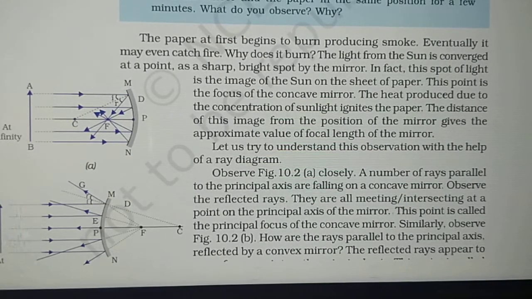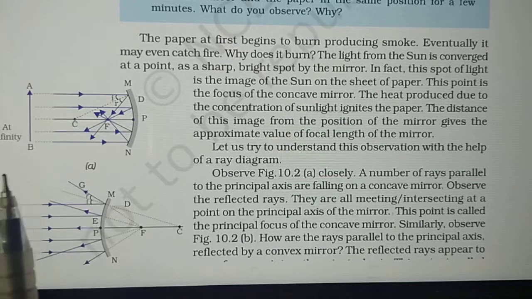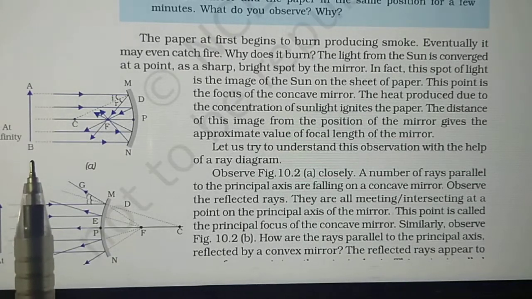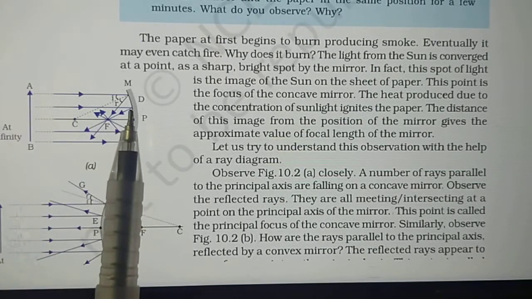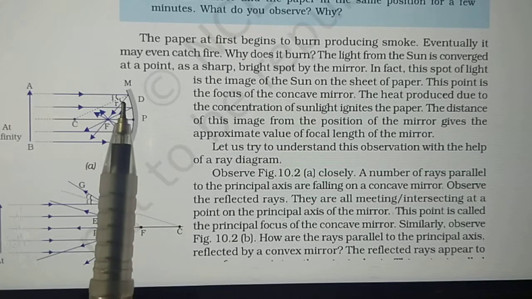So in short, here you can already see the image is at infinity. Now you see the light is going onto the mirror, touching it.